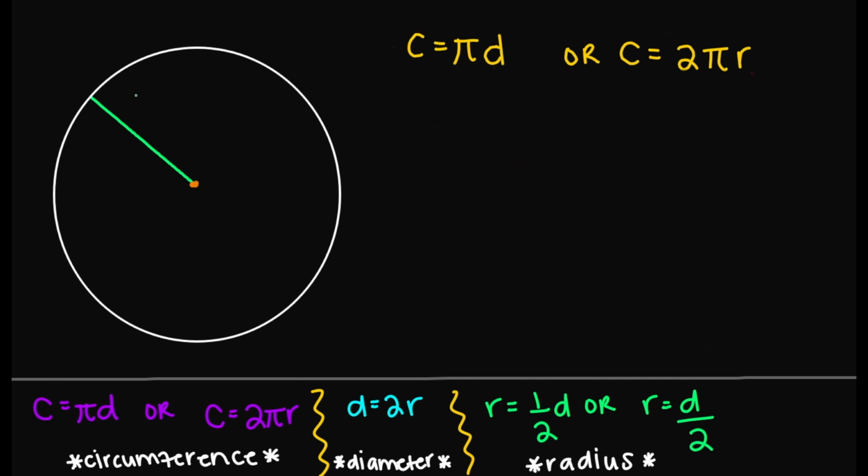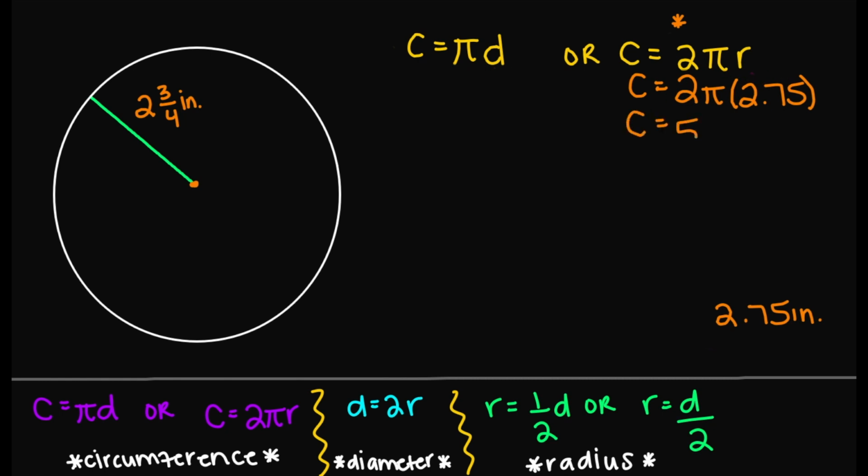So let's say you had a radius of 2 3/4. Remember that 2 3/4 in decimal form is going to equal 2.75. Let's go ahead and look at this formula here. So let's do C equals 2 pi times 2.75, which is equivalent to 2 3/4. And then I'm going to multiply 2.75 times 2. This is going to equal 5.5 times pi, or 5.5 times 3.14. This is going to give you 17.27 inches.